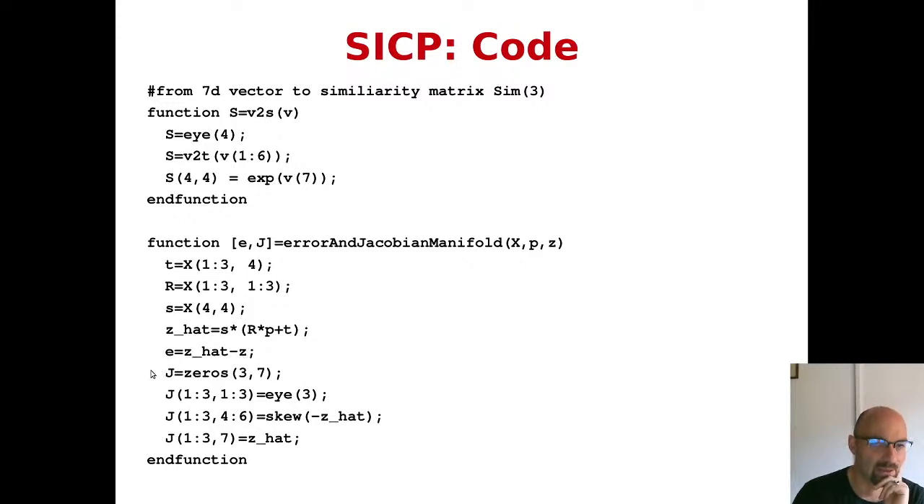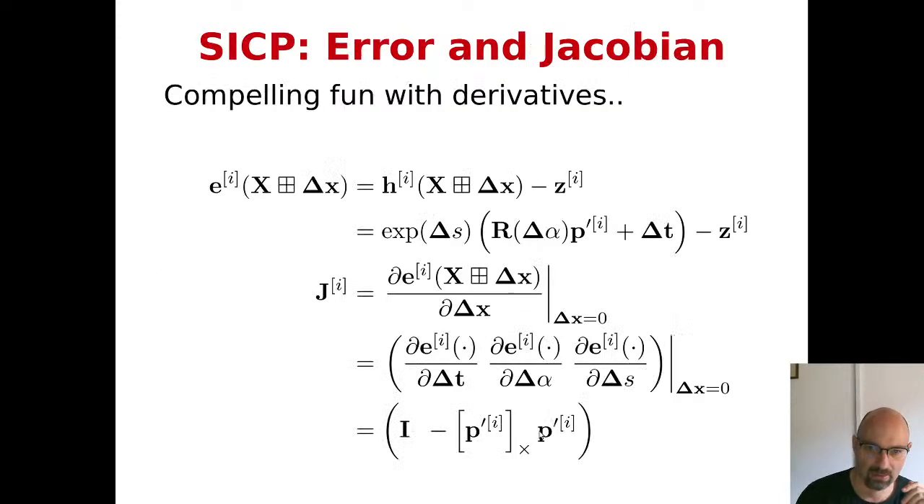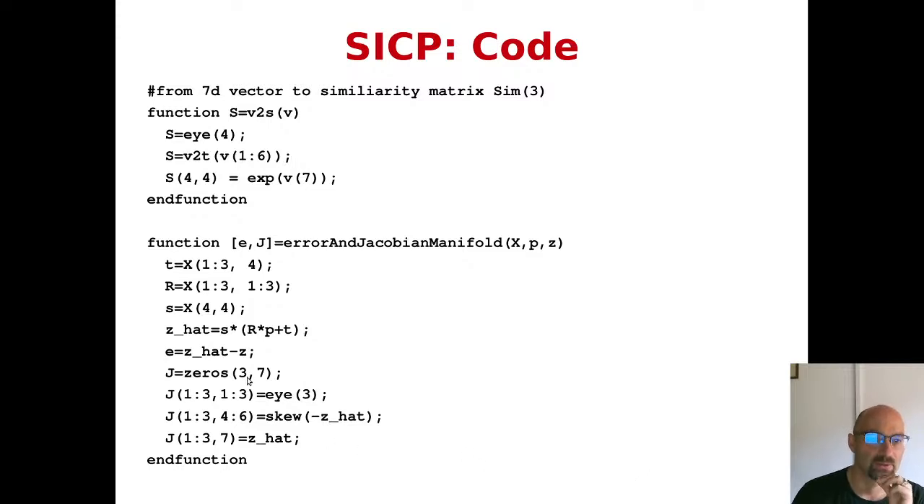We calculate the Jacobian, and we assemble the Jacobian based on the rules that we have seen one slide ago, which is here, right? First will be the identity, then there will be the minus skew-symmetric matrix, and then the last one will be P prime, which is our prediction. So identity, minus skew-symmetric matrix, and our prediction.